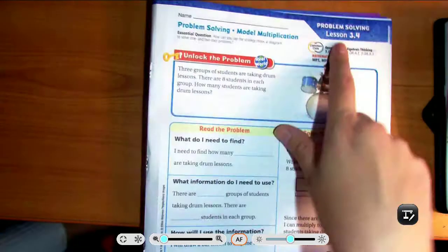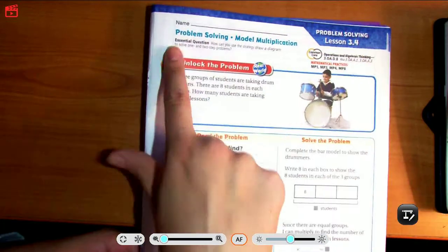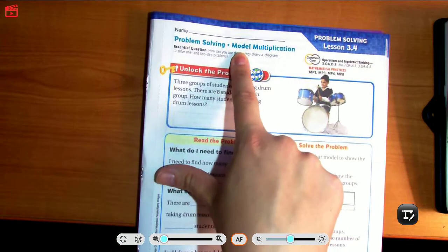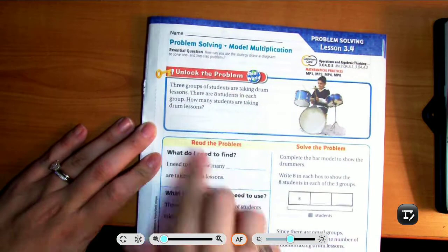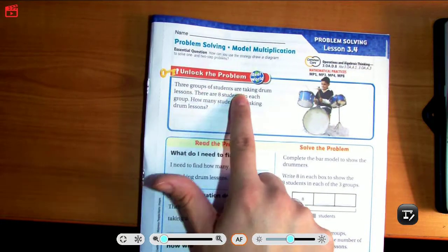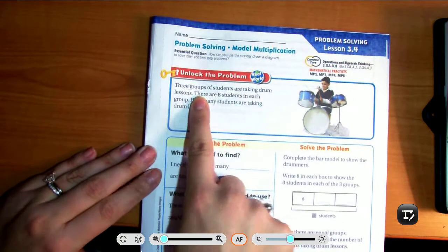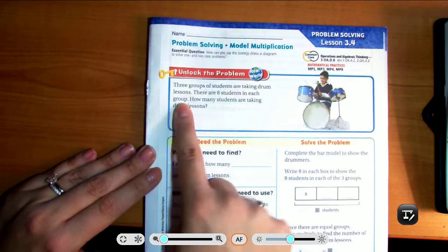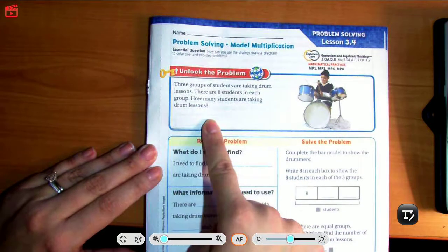Okay, today we're going to be working on lesson 3.4, problem solving model multiplication. Unlock the problem. So, 3 groups of students are taking drum lessons. There are 8 students in each group. How many students are taking drum lessons?